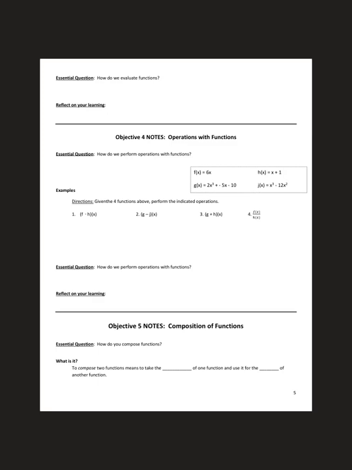Ortiz, and we are working on Objective 4 notes for Algebra 2 for Unit 2. And this is operations with functions. So use those keywords, operations with functions, and either make a prediction or write down what you know about operations of functions for the essential question. So go ahead and pause the video and do that right now.